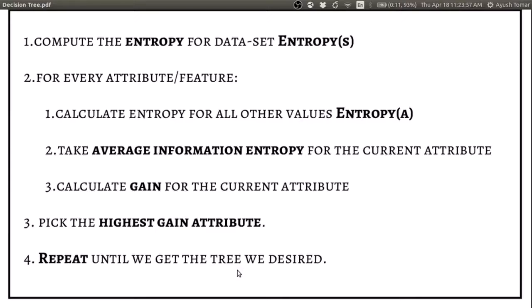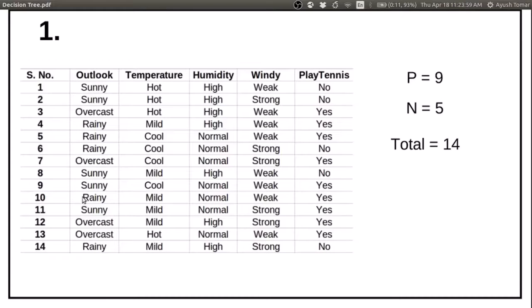Okay. So now let's see the problem. This is the entire dataset which we had. The first step is to calculate the number of positive examples and number of negative examples. So there are 9 positive examples, that is yes, yes, yes, there are 9 yes, and 5 negative examples, 5 no's, and the total is 14.